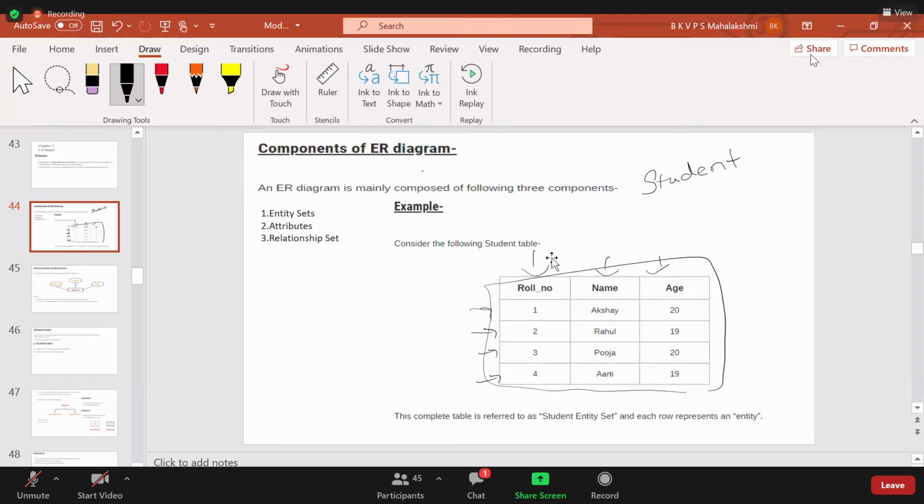In the CW lab? Yes, ma'am. Okay, then what is the terminology of this? What are these 1, 2, 3, 4?